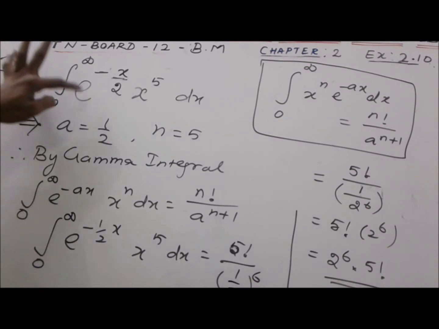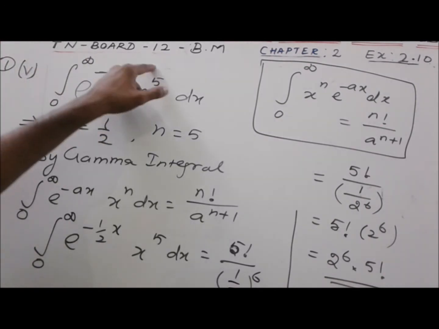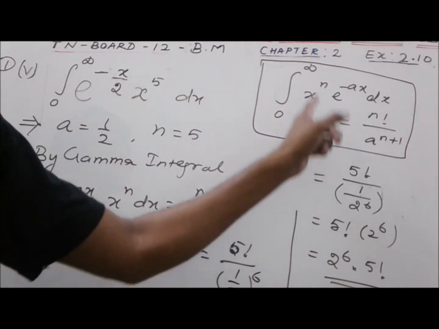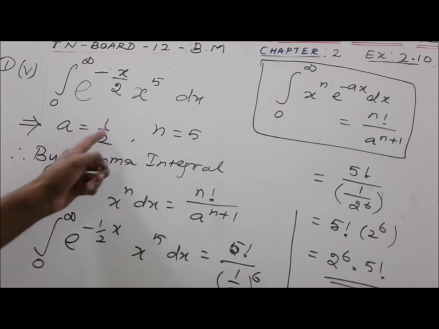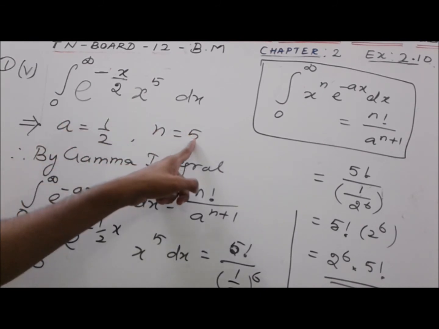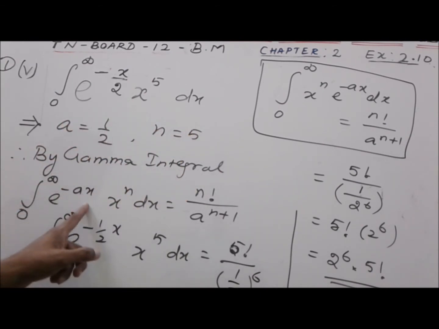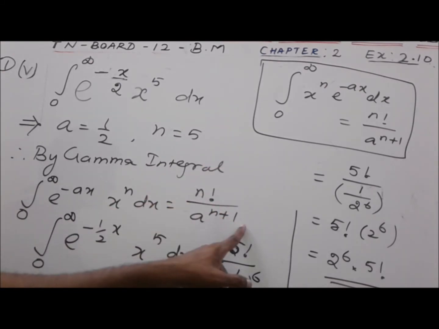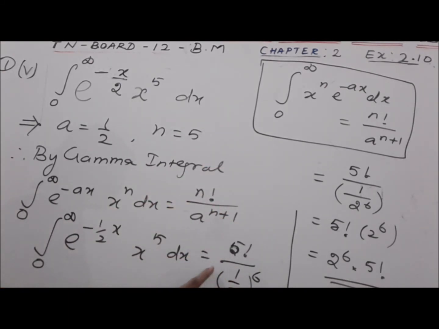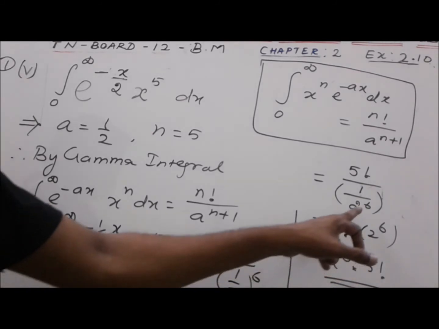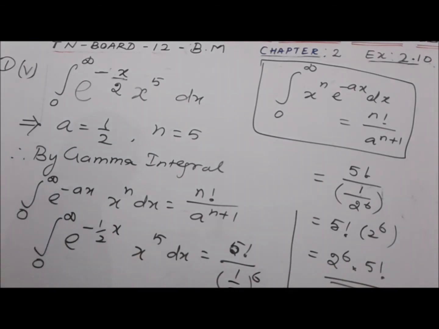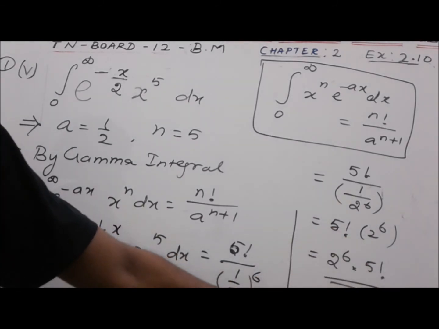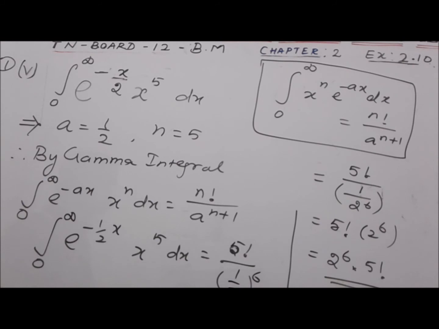So the integral from 0 to infinity of e power minus x by 2 x power 5 dx, in the form of the integral from 0 to infinity of x power n e power minus ax dx. Comparing these two results, we get a equal to 1 by 2, n equal to 5, and by the gamma integral, substituting n factorial by a power n plus 1, we get 5 factorial by 1 by 2 power 6. Then this is simplified as 1 by 2 power 6. Reciprocate, you will get 5 factorial into 2 power 6. So we get the answer 2 power 6 into 5 factorial.